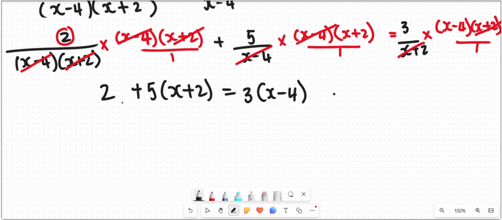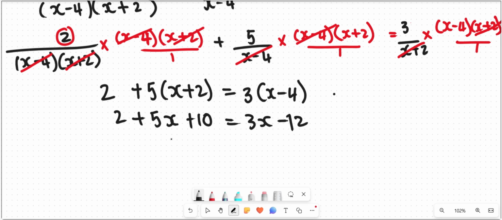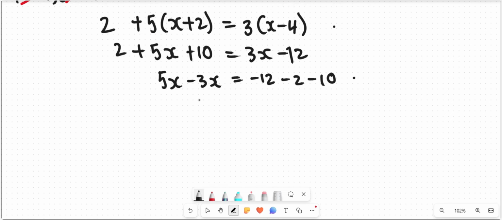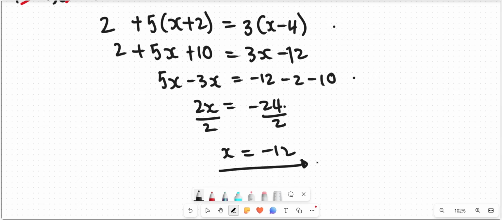Then we're just going to expand those brackets and collect our like terms. So I'll do this very quickly. Then 5x minus 3x, negative 12, negative 2, negative 10. This is a 2x. This is a negative 24. This is divided by 2. So x is equal to negative 12. And there we go, grade 10s. I hope this makes sense.